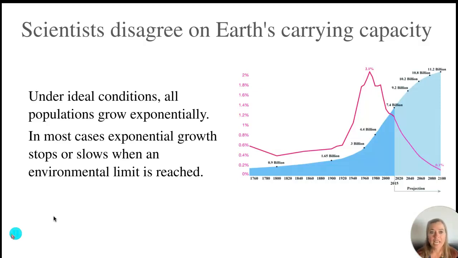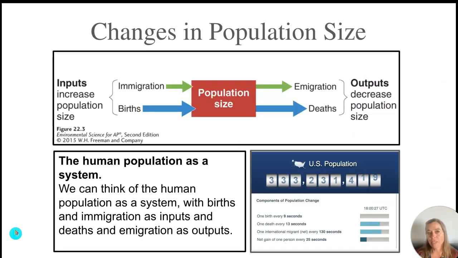We have been growing exponentially. It does look like we are leveling off, and we think that as we approach that carrying capacity, we're going to be somewhere around 11.2 billion individuals. Just like with all other populations, impacts to the human population are going to come through immigration and birth, causing increases in that population size, and emigration and death causing decreases in that population size.